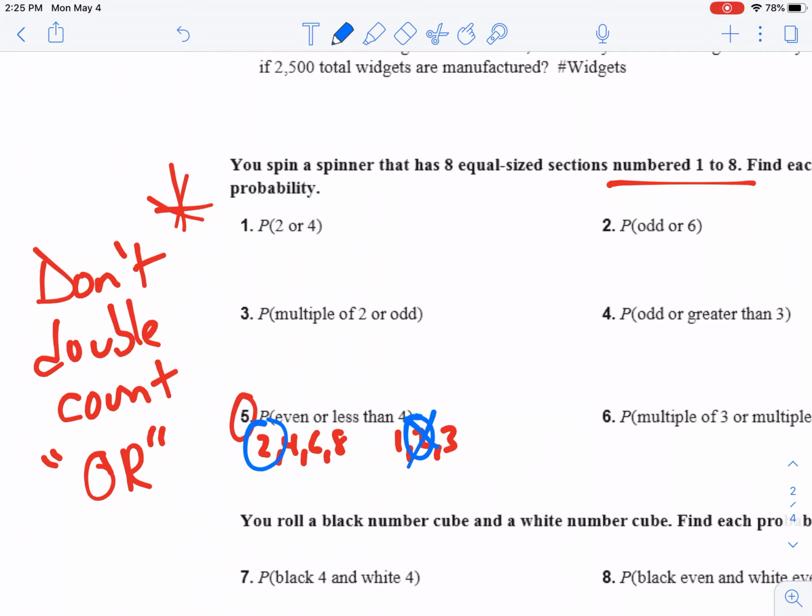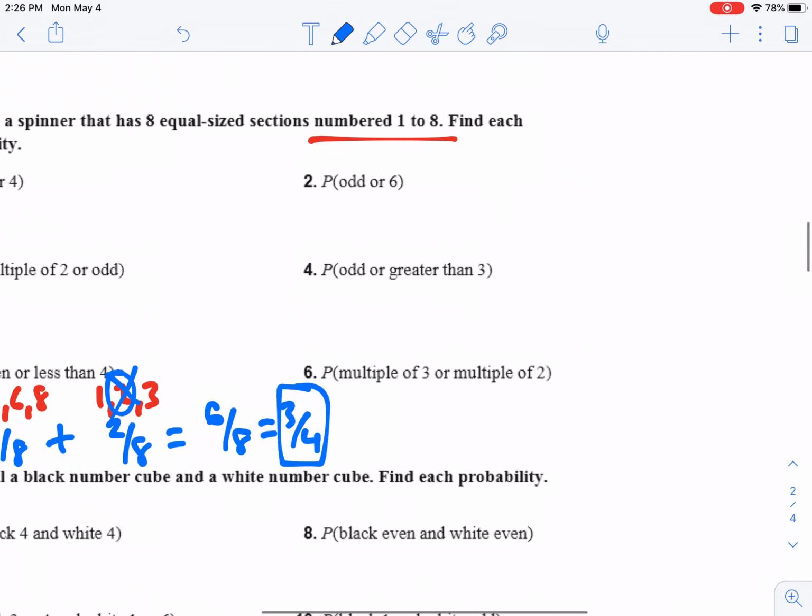So getting an even is 4 out of 8. Getting a less than 4 is 3 out of 8, but we already counted the 2 in the even section. We already counted this 2 in the even list. So we have to eliminate it, only count the 1 and the 3, which leads us to a 2 out of 8 probability. And we know that whenever we have an or situation, we add the probabilities. So it's 6 out of 8, which is 3 out of 4 when you reduce it. Okay? Same thing with number 6.